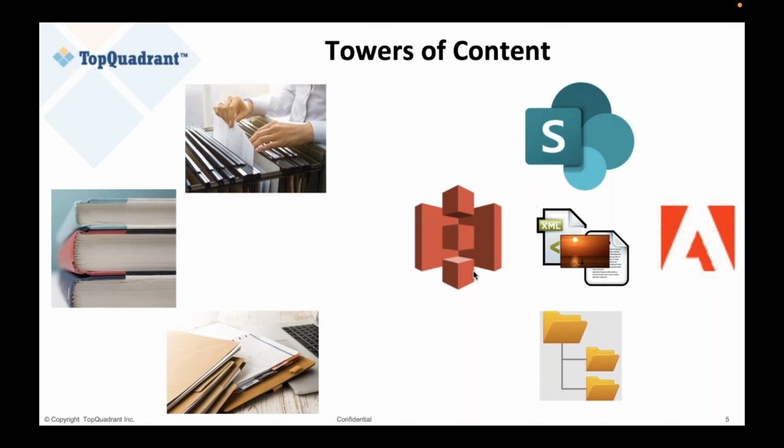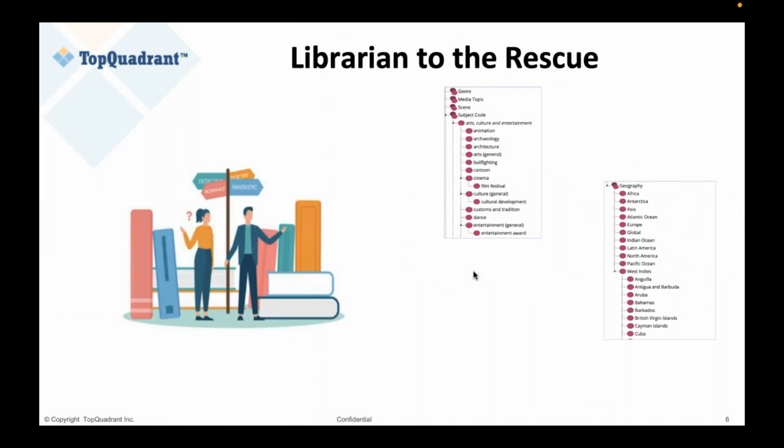And they are allocated in different repositories. Again, today our focus is SharePoint, but there's also just file directories, Amazon S3, you know, clouds, there's Adobe AEM, and there's Salesforce and other tools that all contain different types of content. So what are the best practices for dealing with it today?